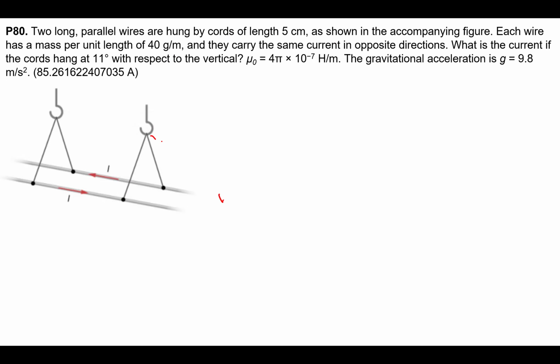Each wire has a mass density per unit length of 40 gram per meter, and they carry the same current in opposite directions. What is the current if the cords hang at 11 degrees with respect to the vertical?